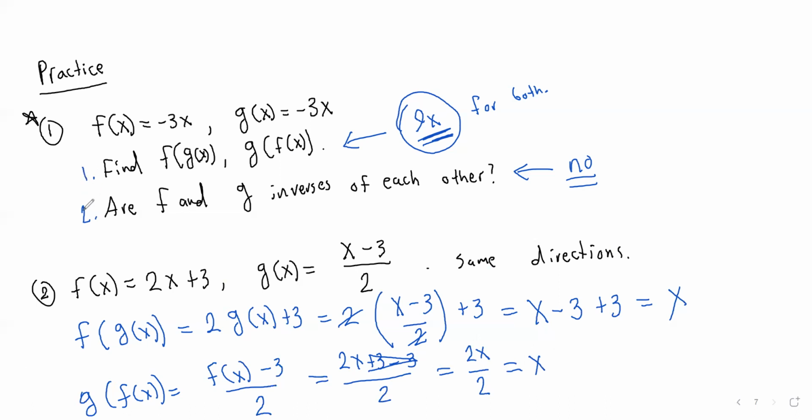So that's question one. So question two, are f and g inverses of each other? Well, we have f of g of x is x, and g of f of x is x. So what this means, if f of g and g of f are both x, it means yes, they are inverses. Yes, they are inverses of each other. So that's our answer to part two.